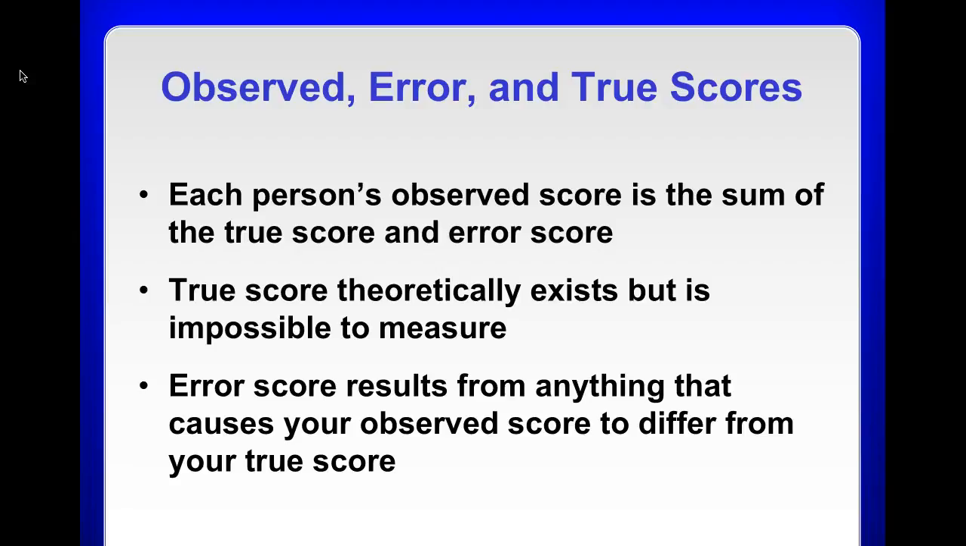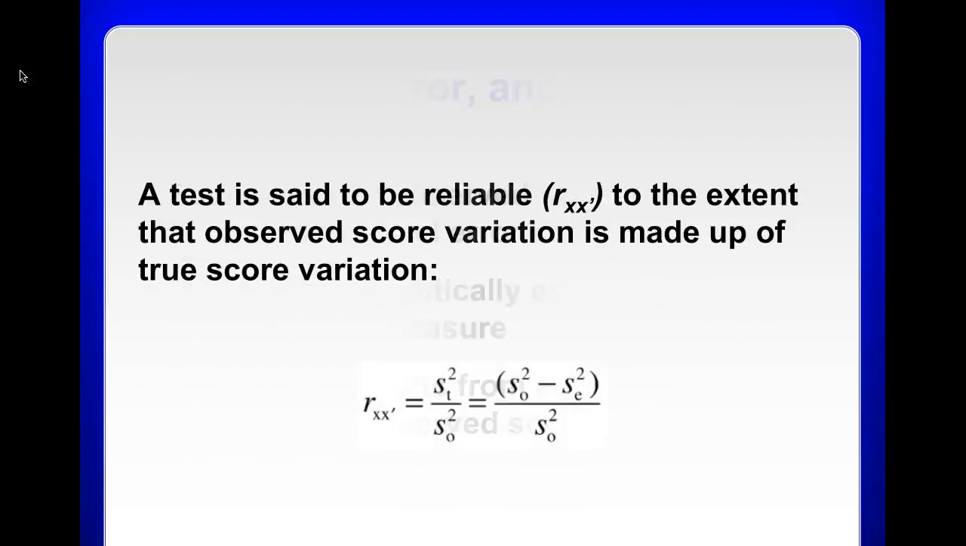The observed score is the sum of the true score and the error score combined. The true score theoretically exists but is impossible to measure, the actual true score. The error score results from anything that causes your observed score to differ from your true score. This is how reliability is found, but again, we are not going over the math behind it. Just understand that it is gettable via numbers given to you within a problem.